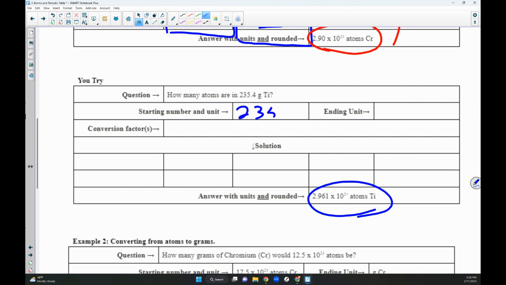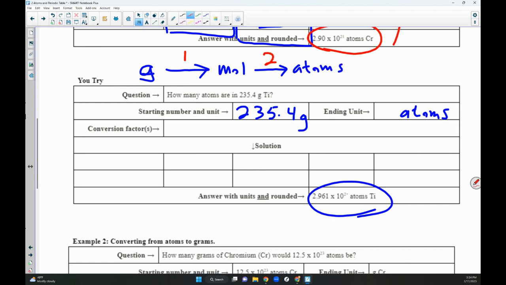So I have 235.4 as my starting number and unit, and atoms is my ending unit. So let's come up to the top here and kind of map things out. I'm going to start with grams, and I'm going to convert to moles, and that's going to be step number 1. And then I'm going to convert from moles to atoms, and that's going to be step number 2.